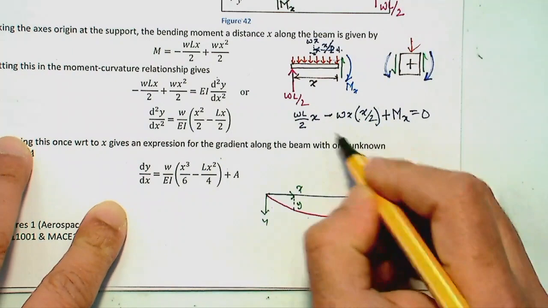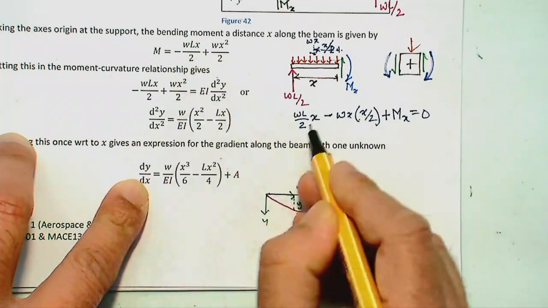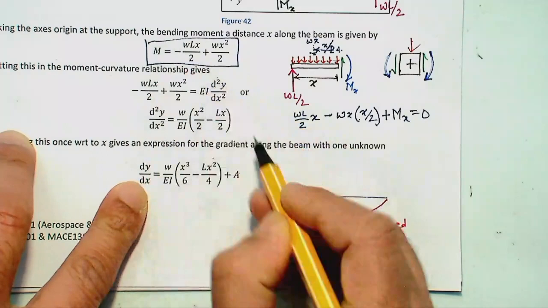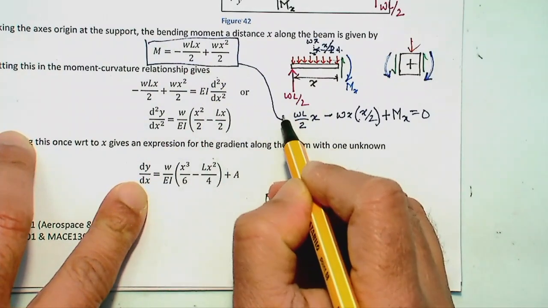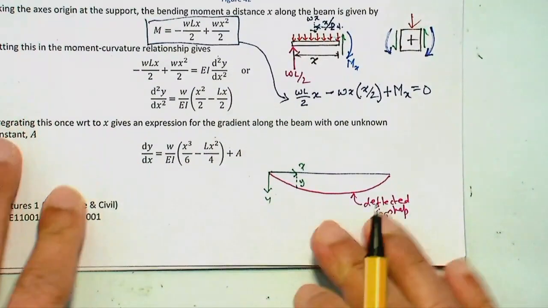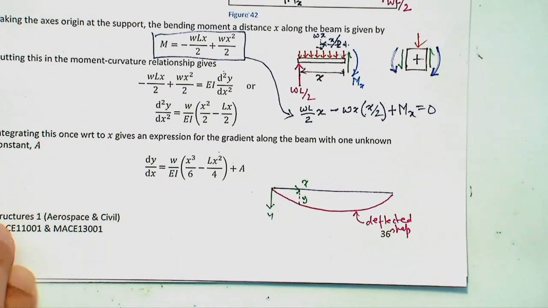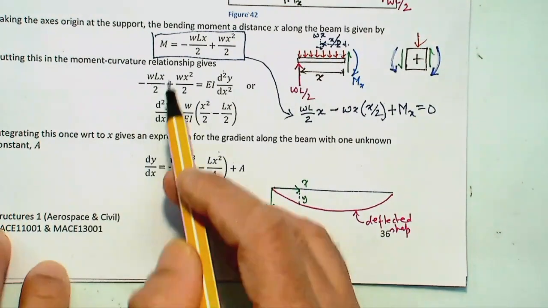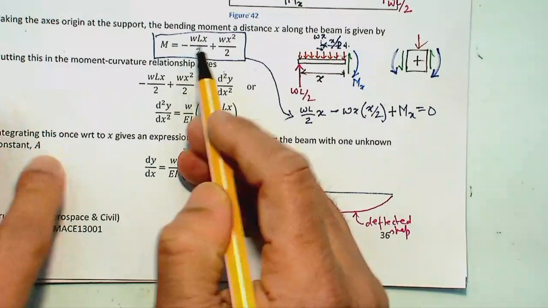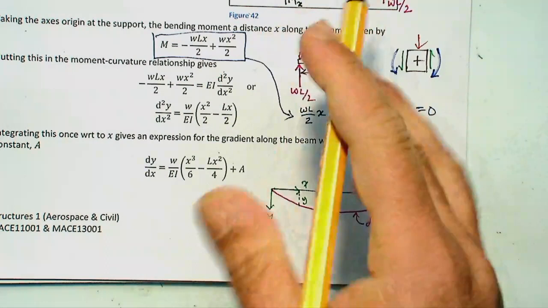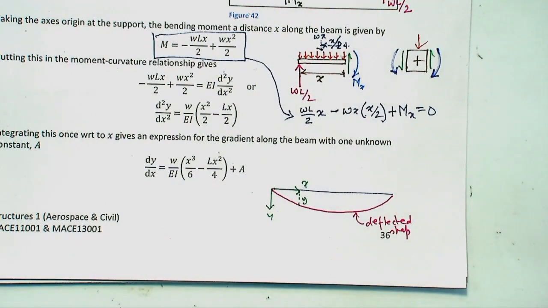So what is Mx? Mx would be minus WL over 2 x plus Wx square over 2. This comes from these expressions. So the first step for this calculation of deflection is that you find the value of bending moment at an arbitrary distance x.